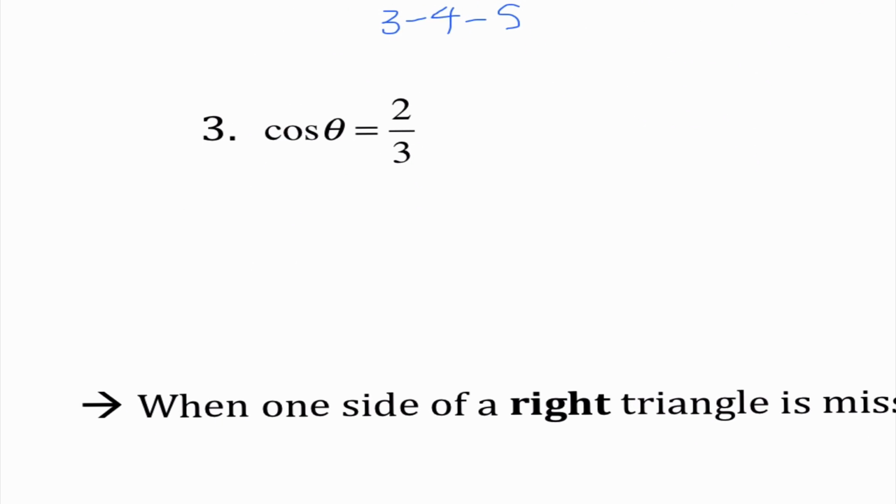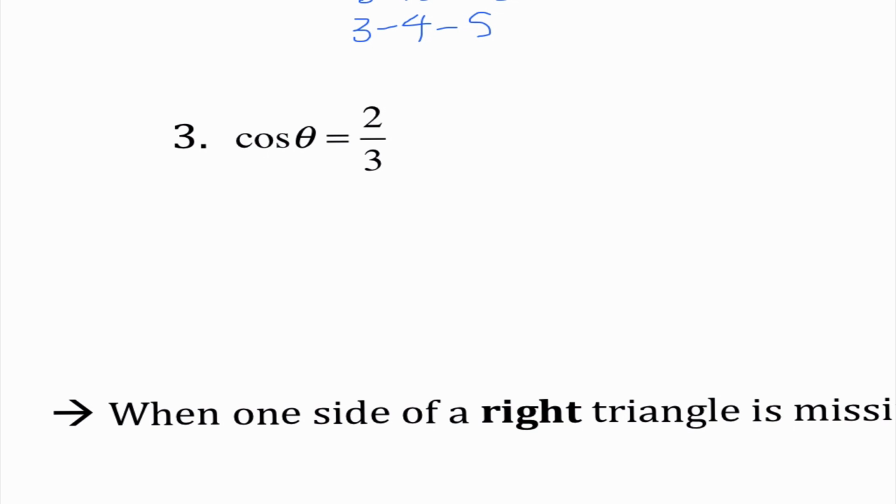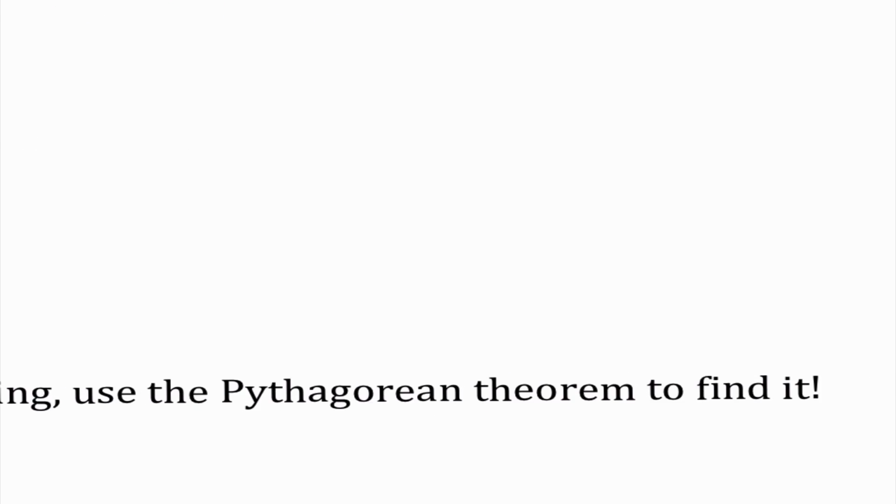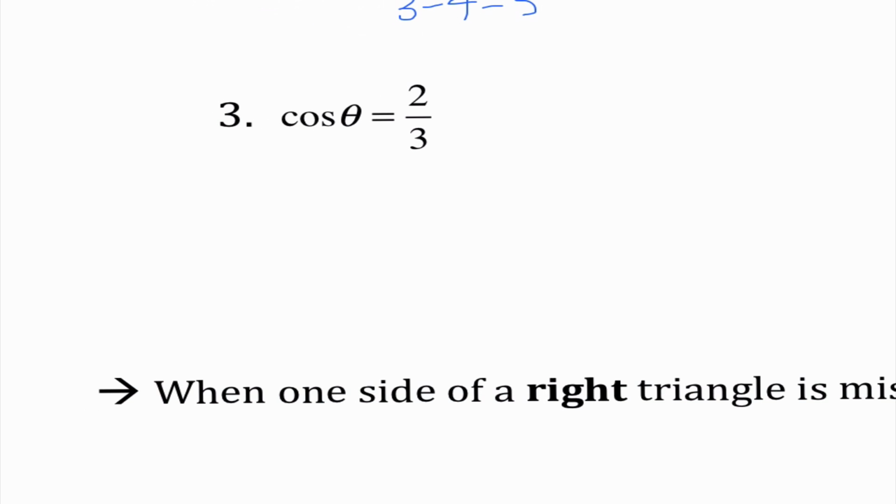Now we're going to transition to number 3 here. Oh, there's a reminder at the bottom. Hopefully we already know this. When one side of a right triangle is missing, use the Pythagorean theorem to find it. And the key is, and we'll learn about this later on in chapter 6, which is second semester, it does need to be a right triangle. Okay, if we don't have a right triangle, we actually can't do anything that we're doing right now.